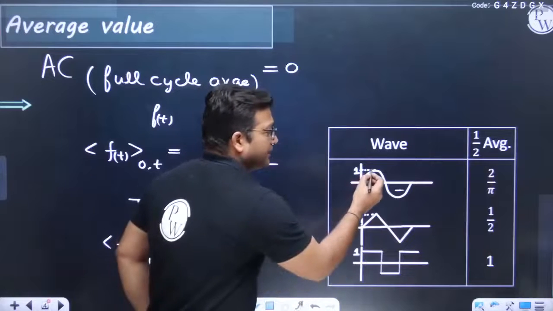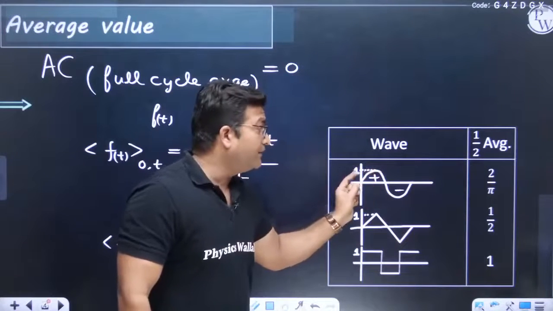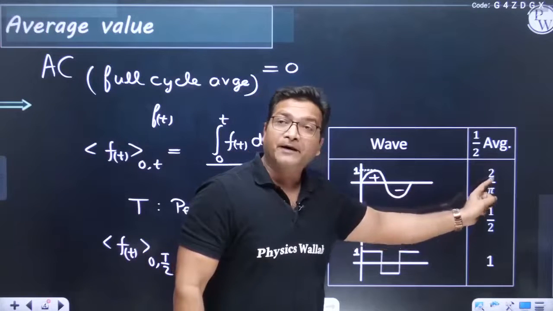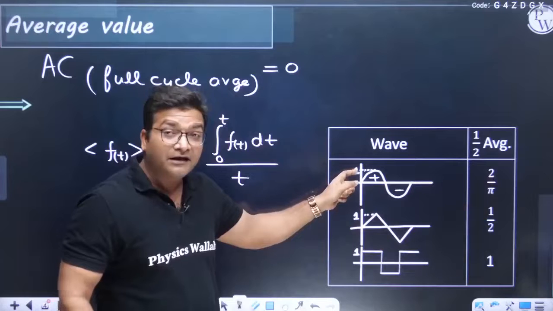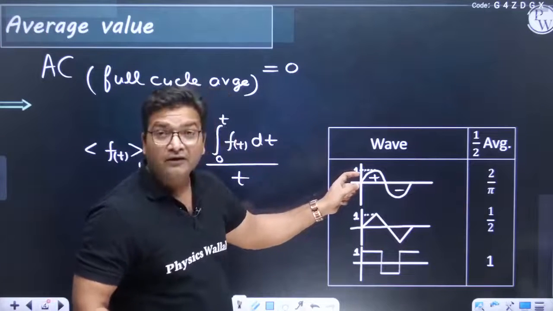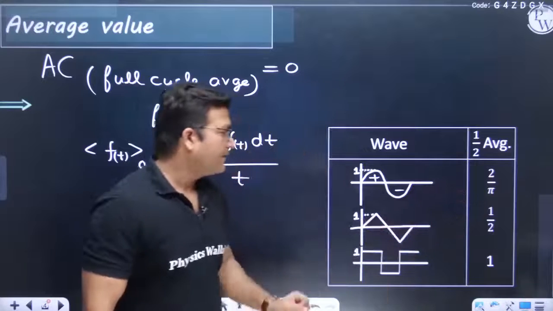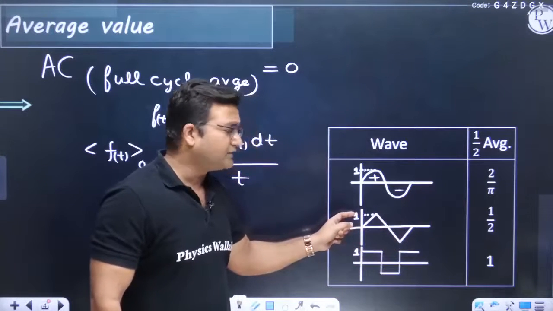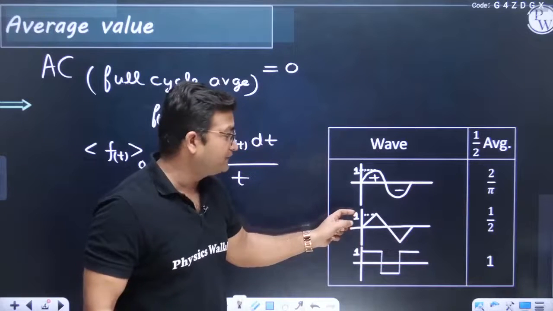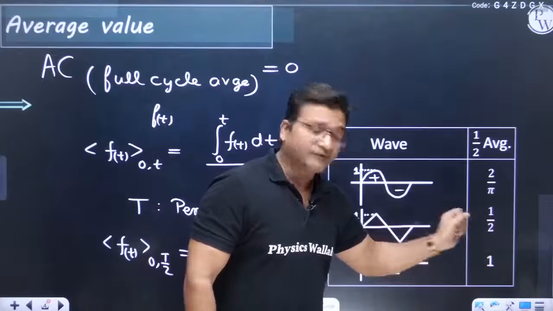So suppose the peak value or the maximum value is 1 here, the average value will be 2 by pi. Always remember, if the peak value is other than 1, like k, then the average value will be 2 by pi times k. If we have a triangular pulse with peak value as 1, then the average would be 1 by 2 times the peak value, that is 1 by 2.